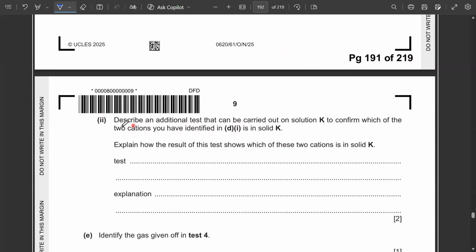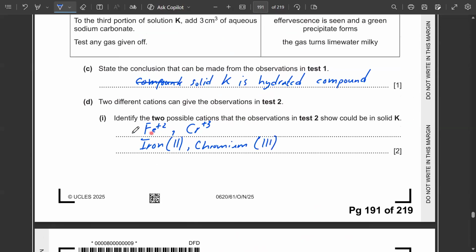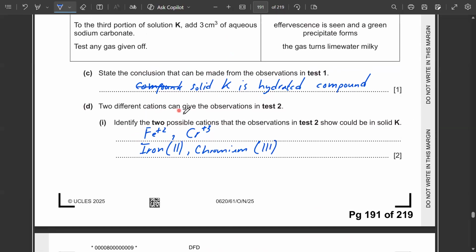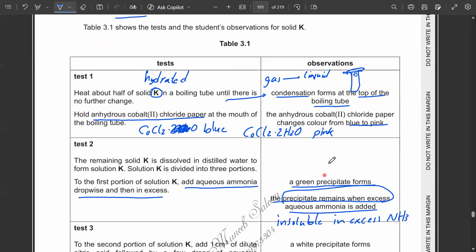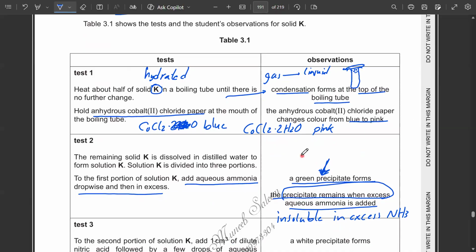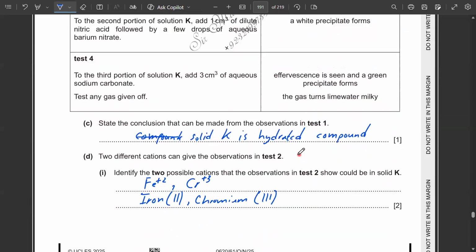The second part of this question: describe an additional test that can be carried out on solution K to confirm which of the two cations you have identified is in solid K. Explain how the result of this test shows which of these two cations is in solid K. Now, after looking at this answer, you are supposed to distinguish between these two ions. Which of these two ions will be present actually? Because this test of performing aqueous ammonia in test 2 did not help you to clearly distinguish between these two cations. So you need another test that can be used here.